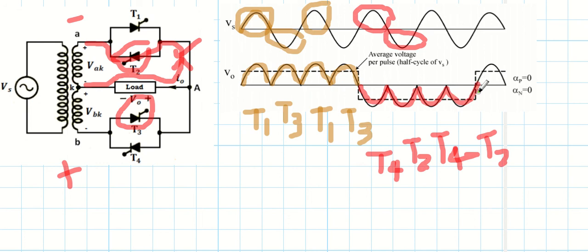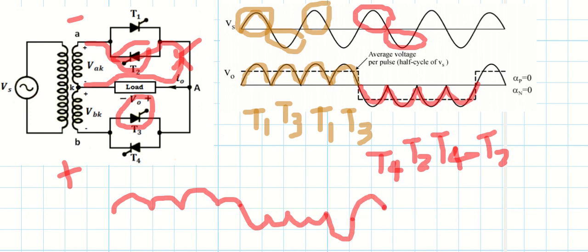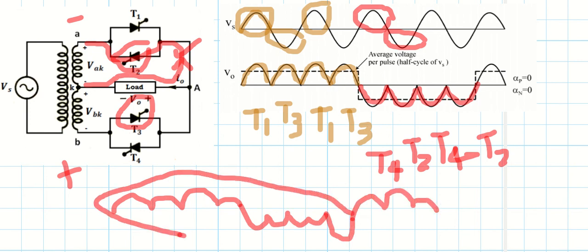After this, we have repetition. Okay, what we have? The waveform is like this one. I am not drawing accurately, but the waveform is like this one. So this is our single cycle. Okay, this one is our single cycle.